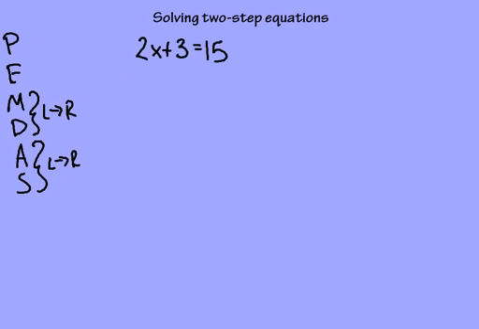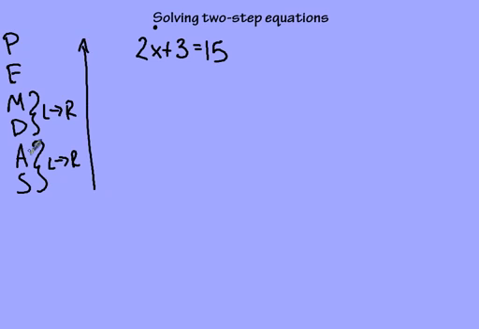So let's look at the example 2x plus 3 equals 15. What we want to do is solve for this variable. We want to solve for the x, right? Which means we have to get rid of this 3 and we have to get rid of this 2, but we have to do it in a specific order. The way we do that is actually in reverse PEMDAS. So we'll start here and work our way up.